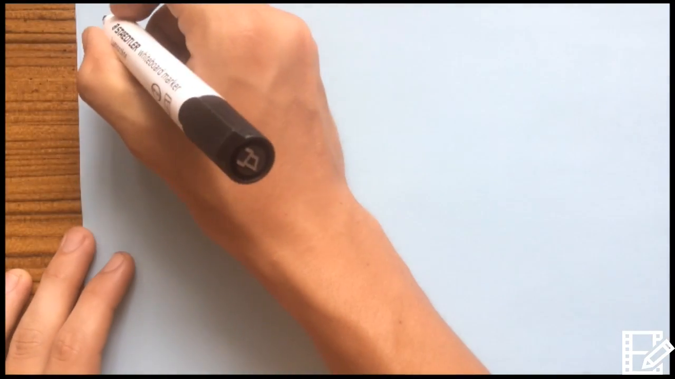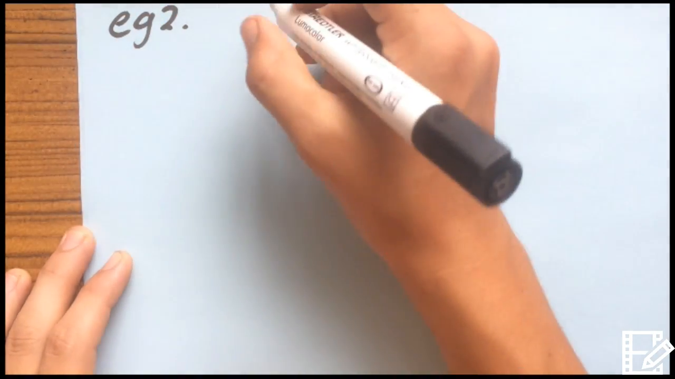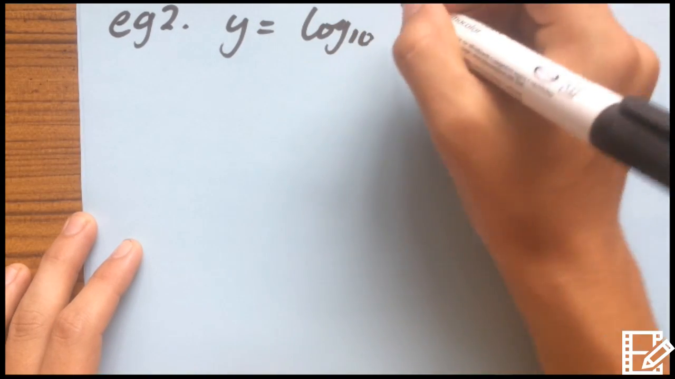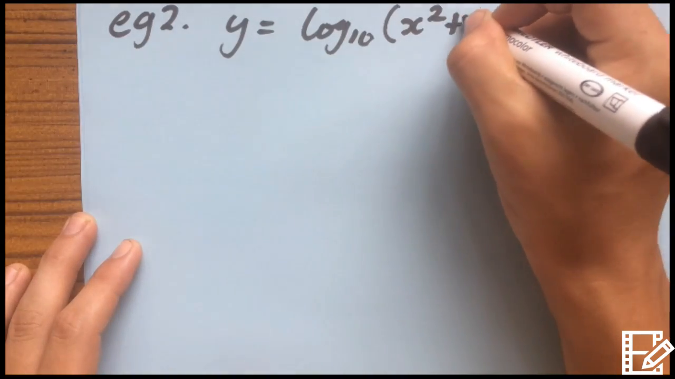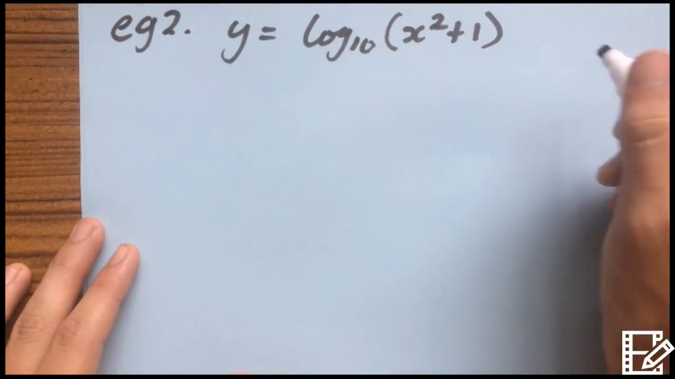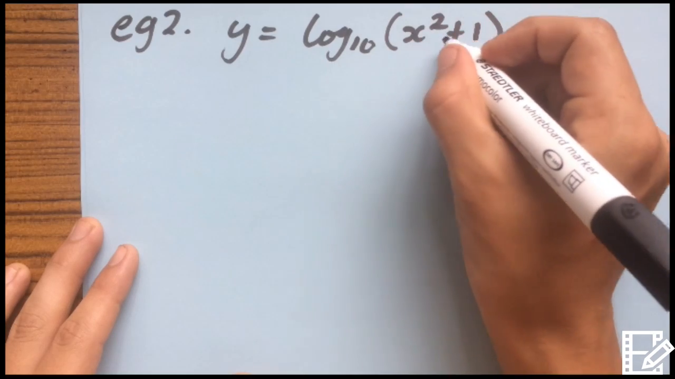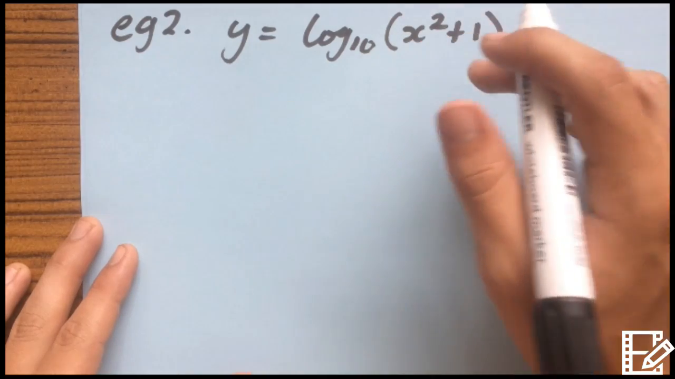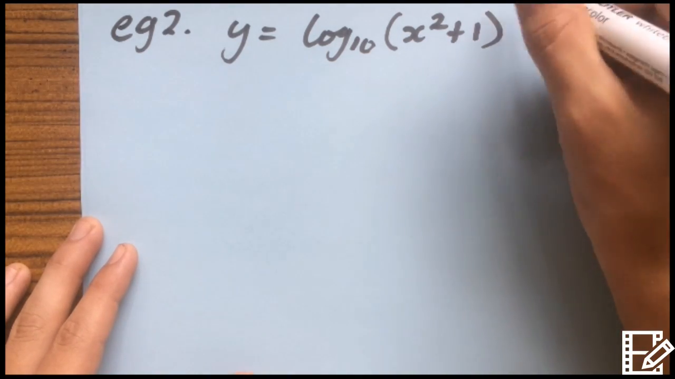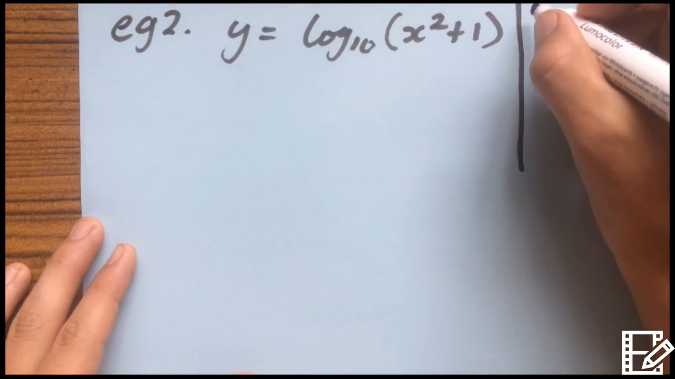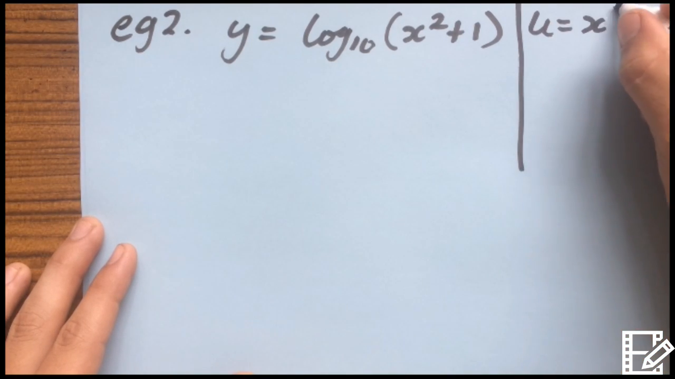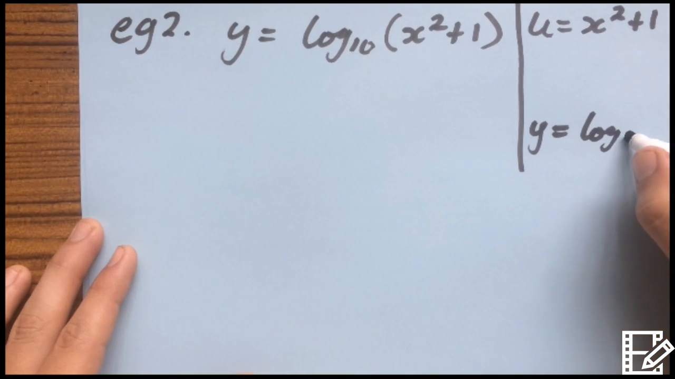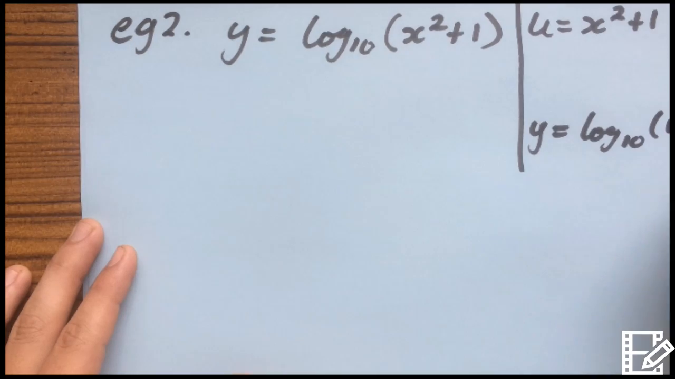Let's try a second example, an example that involves a chain rule. y equals log 10 of x squared plus 1. Here we have our inside function, x squared plus 1, and the outside function, log to the base of 10 of x squared plus 1. We can label u as x squared plus 1 and y as log 10 of u.